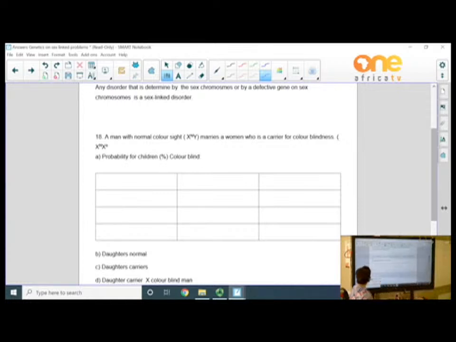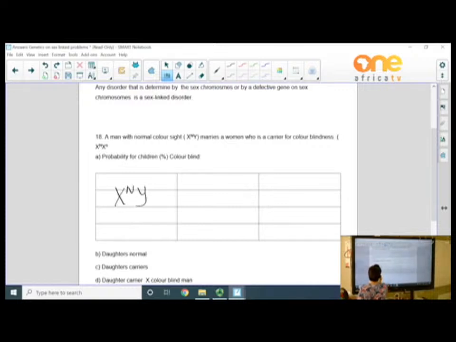Then one last question, to help us think. A man with normal color sight marries a woman who is a carrier for color blindness. What is the probability for their children, in percentage, to be color blind? So let's write in the male. Going to put the male here. So the male looks like this.